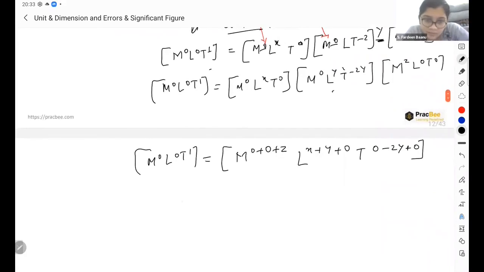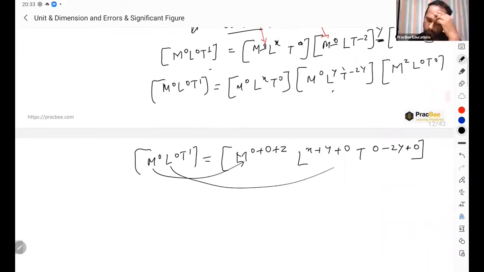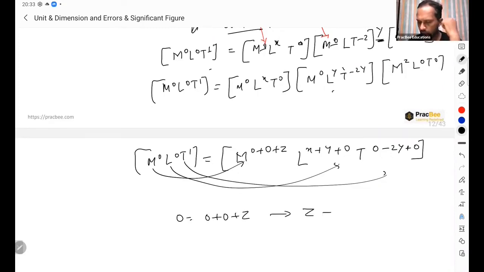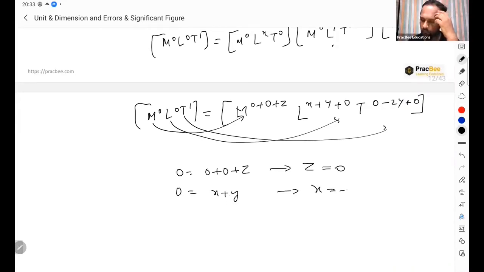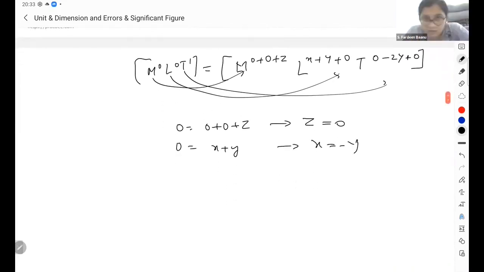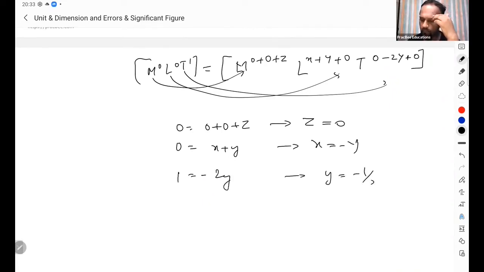So Fardeen, I am comparing now. Comparing mass, 0 is equal to 0 plus z, so z is equal to 0. Now I am comparing length: 0 is equal to x plus y, that means x is equal to minus y. Now I am comparing time: 1 is equal to minus 2y, so y is equal to minus 1 by 2.